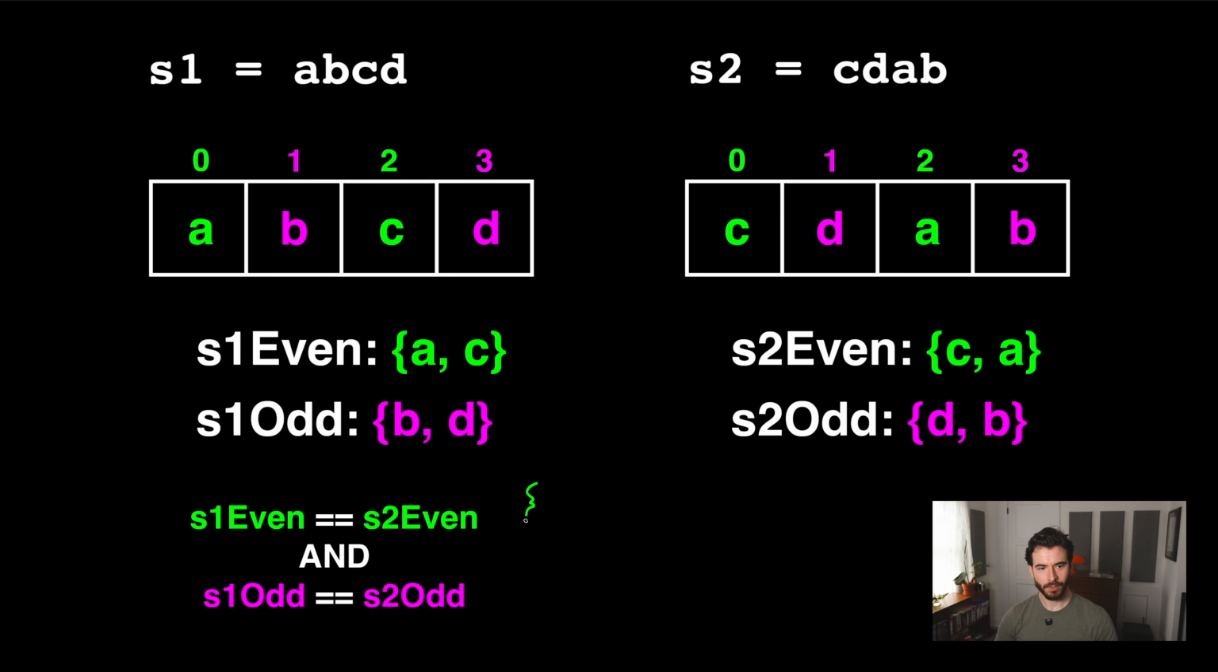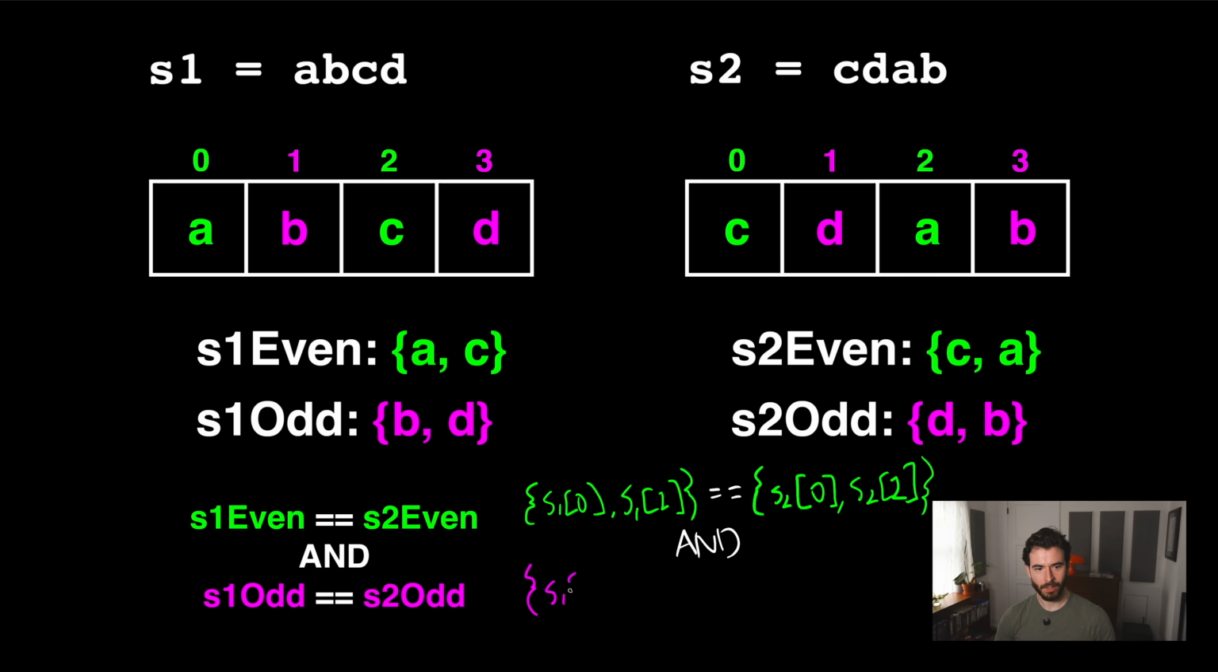So for the first string, are the characters at index 0 and index 2 the same as the characters in the second string, S2, at index 0 and index 2? And we also want to determine if the characters at S1 for the odd indices, which are 1 and 3, are equal to the characters at those same indices for S2.